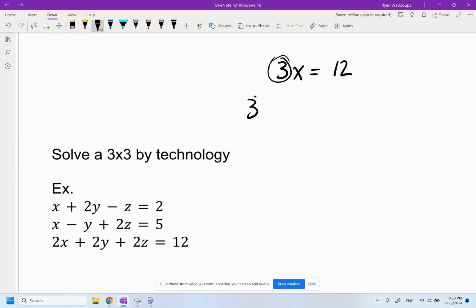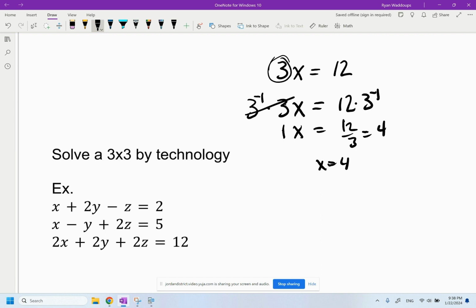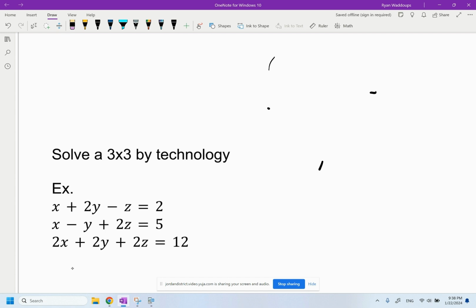Or I could even write that as 3 to the minus 1 times 3 times x equals, and then I've got 12 times the inverse of 3. And this is just another way of writing, in this case, dividing by 3, and that would convert 3 over 3 to 1. And then all of this becomes 1x, and over here this is the same as 12 divided by 3, which is 4, and so x would be equal to 4. So we can do the same kind of thing here.